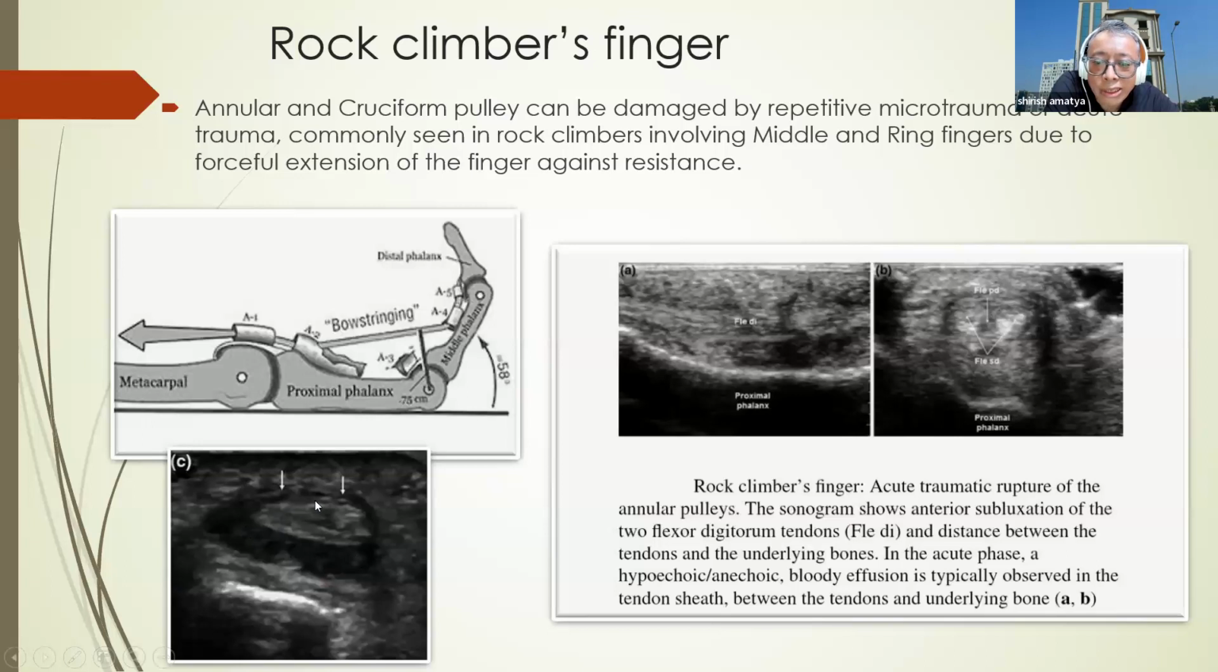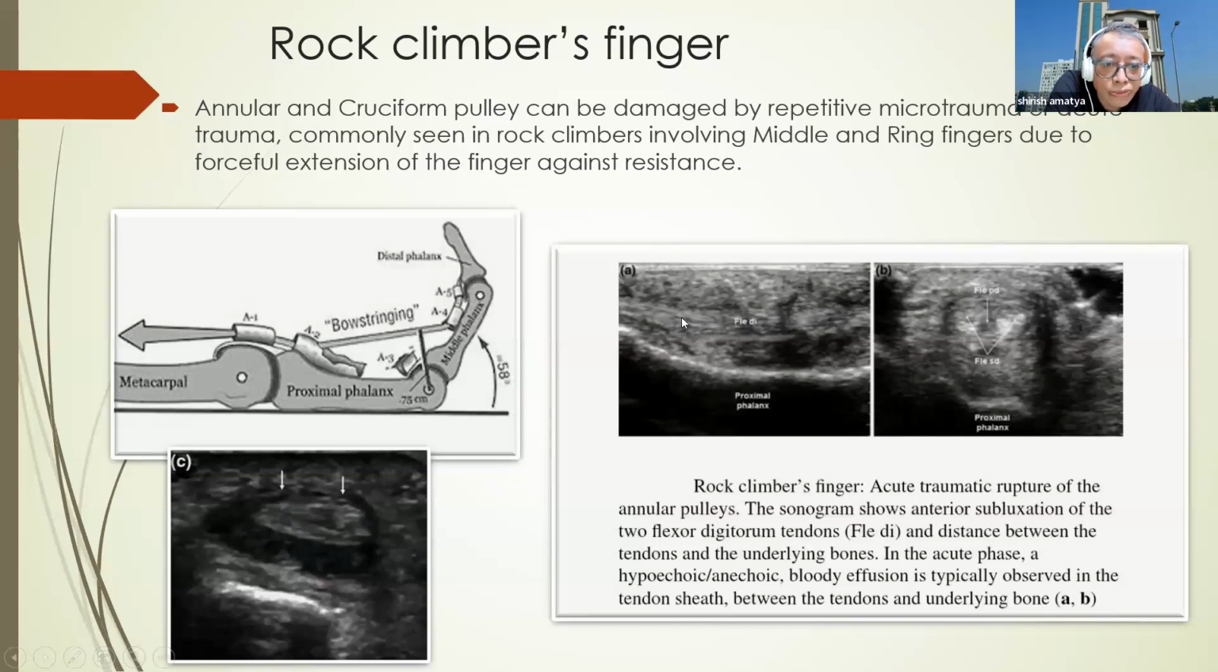So this is a classical picture of the rock climber's finger if the pulley has been ruptured. The left side is the short axis view, and on the right side, you can see the long axis view of the pulley. You can appreciate the distance between the flexor tendon and the proximal phalanx has increased.